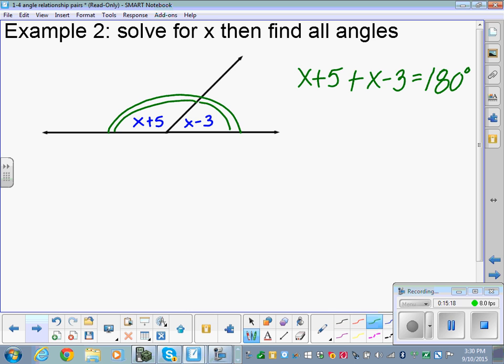So then, guys, on the left, a lot of people get scared by this because you're right, it doesn't look very good right here. But let's combine like terms. X plus x is 2x.